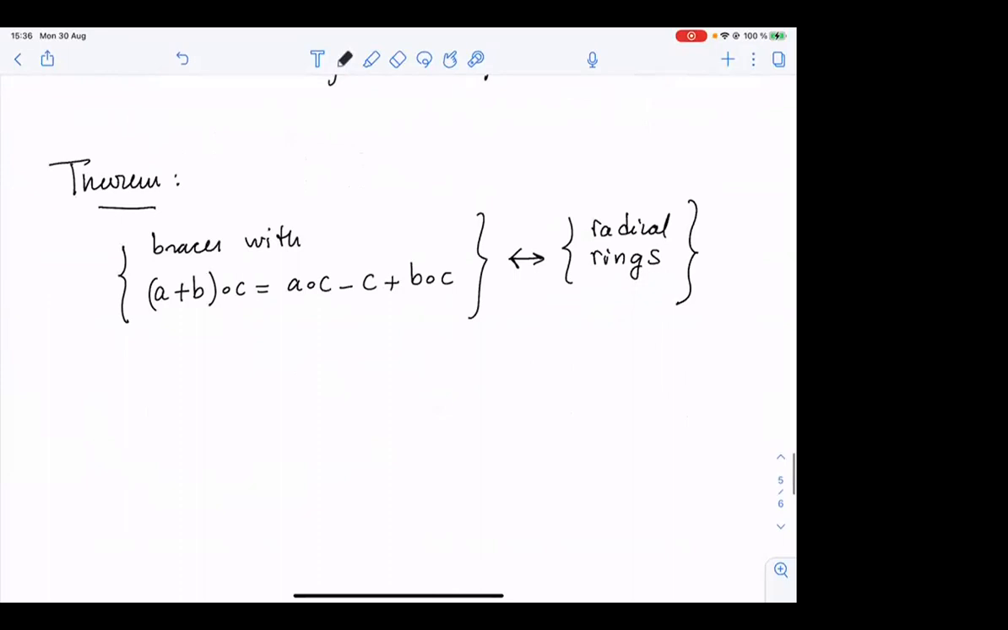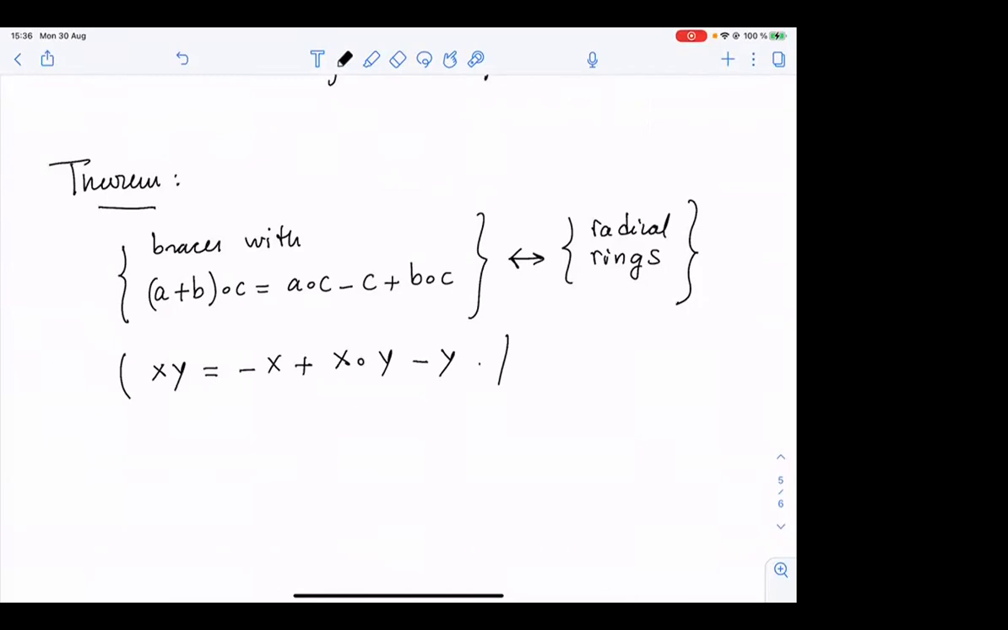I don't want to prove this, but I just tell you that the correspondence is given by the product. In order to recover the product, you just need to do this. And conversely, this is how the multiplication, the circle, and the addition interplay.